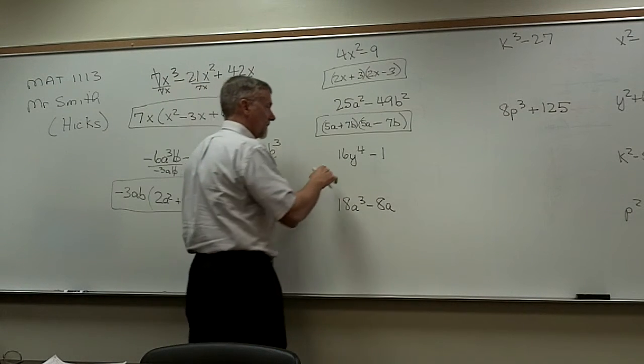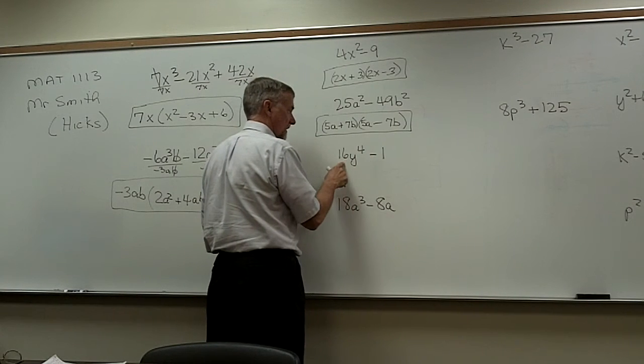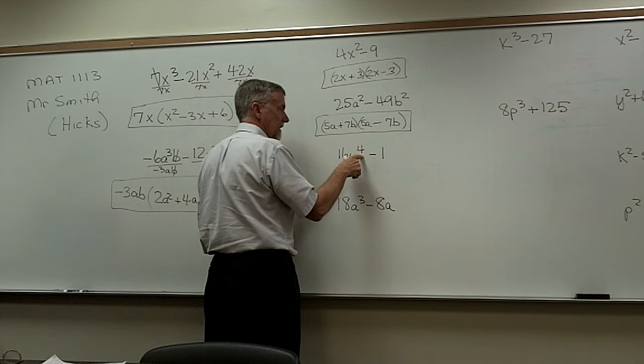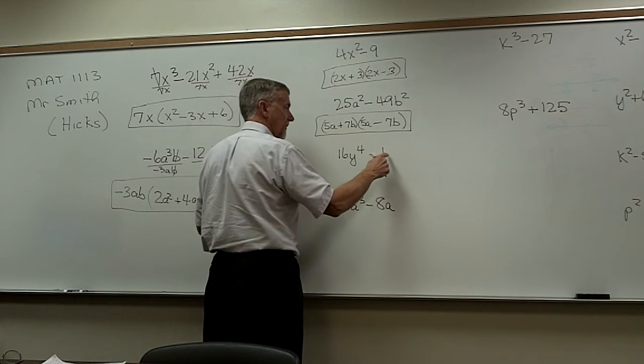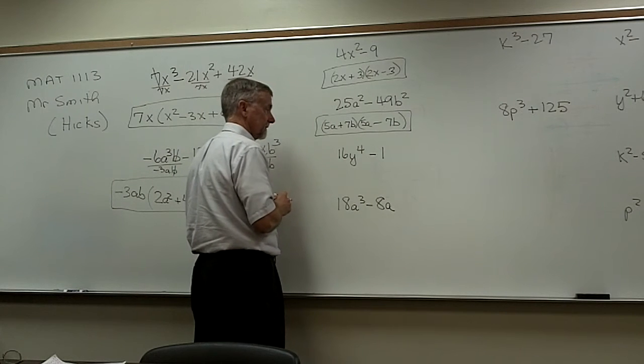Next example, again, look for a common factor. There is none. It is a difference. 16 is 4 times 4. As long as I have an even exponent, it is a square. And a lot of people forget that 1 is a perfect square because 1 times 1 is still 1.